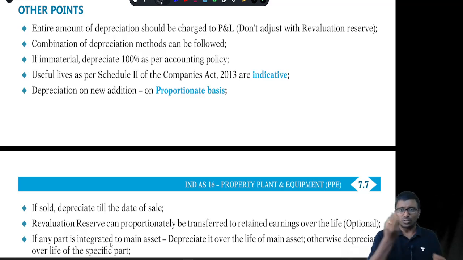And if it is non-integral, what does that mean? Even if the first machine dies, no problem, it will work with one more machine. Then it will be useful for my full 12 years, so I should depreciate it over 12 years.